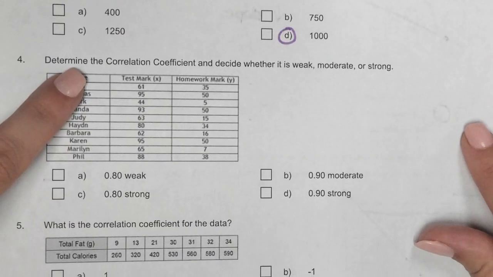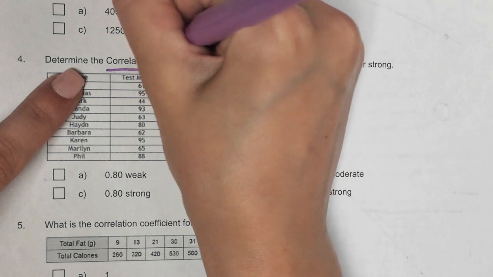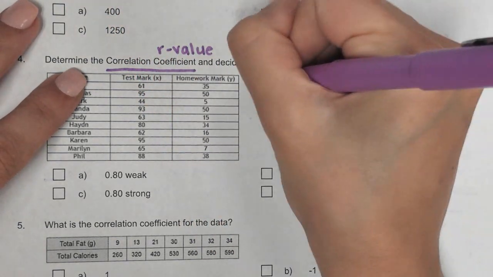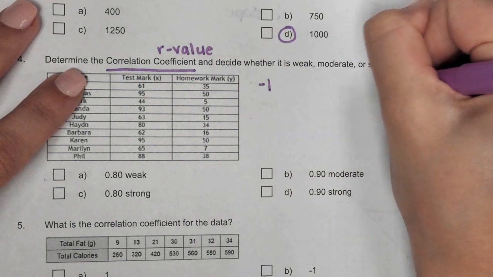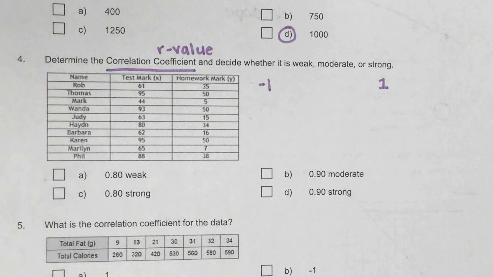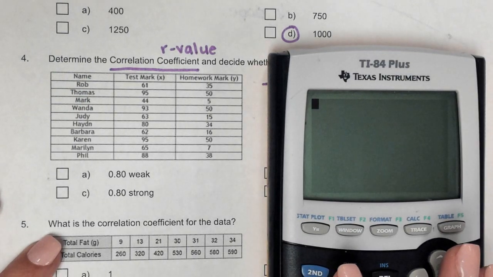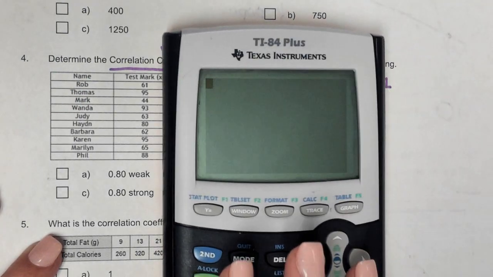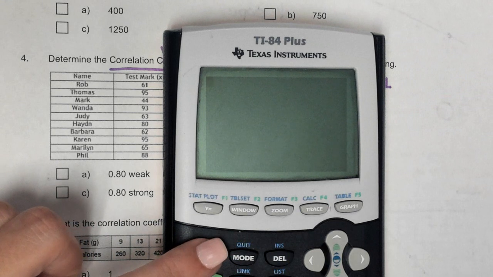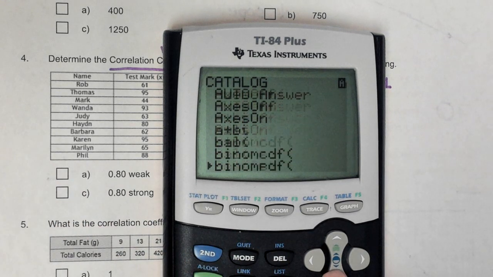Determine the correlation coefficient. This is one of your vocabulary words, and it represents the R value. Okay, this is that number between -1 and +1 that shows how strong the correlation is. So you have to have your calculator to do this question. So I'm going to go on my calculator, and we're going to follow our steps. We've got to turn our diagnostics on. So to do that, you click second, 0. Go down to diagnostics on.